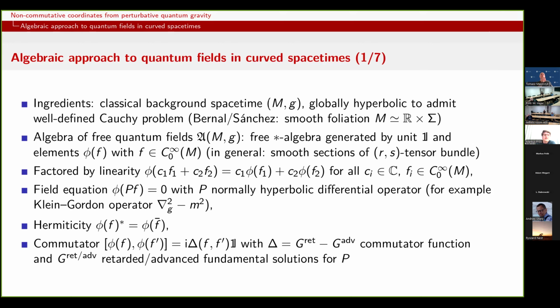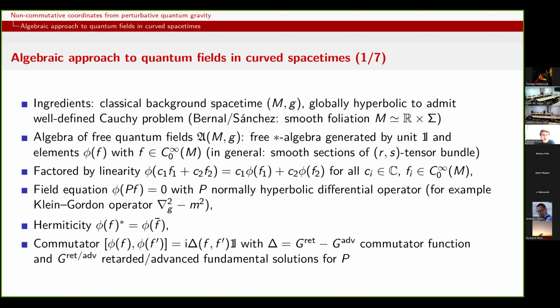What do we have as ingredients? Well, it's essentially a generalization of quantum field theory to a curved spacetime. So what we need as an ingredient is a classical background spacetime, manifold M, metric g, and what is usually done, and I think most people are looking at, are globally hyperbolic spacetimes, because what we need is a well-defined Cauchy problem. For a globally hyperbolic spacetime, Bernal and Sanchez have shown that it can be foliated in a smooth way. So M is isomorphic to a direct product of R, the time direction, and some Cauchy hypersurface Sigma.